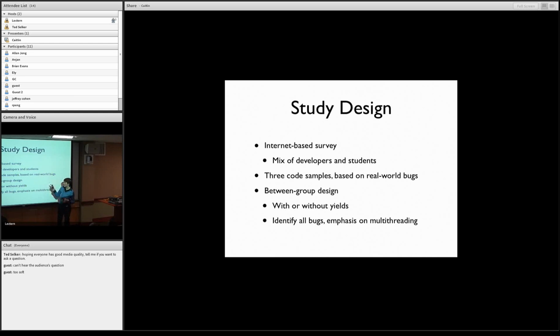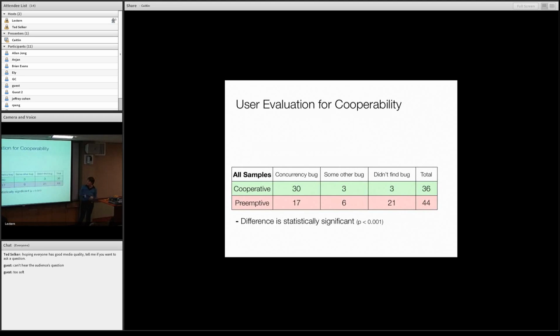And we presented people with 3 code samples. It was a between group design, so you have with or without yields, and participants had to identify all bugs.